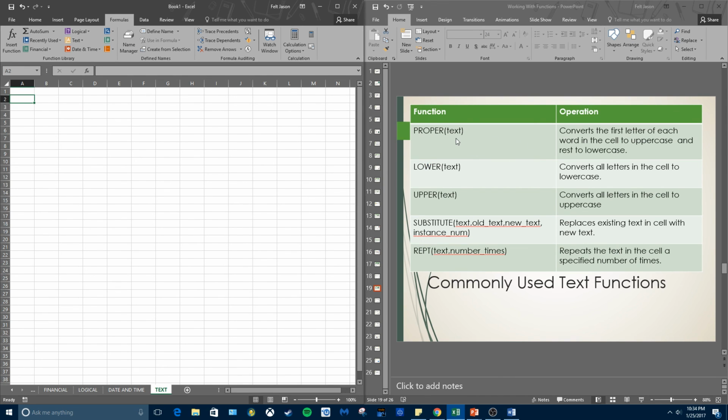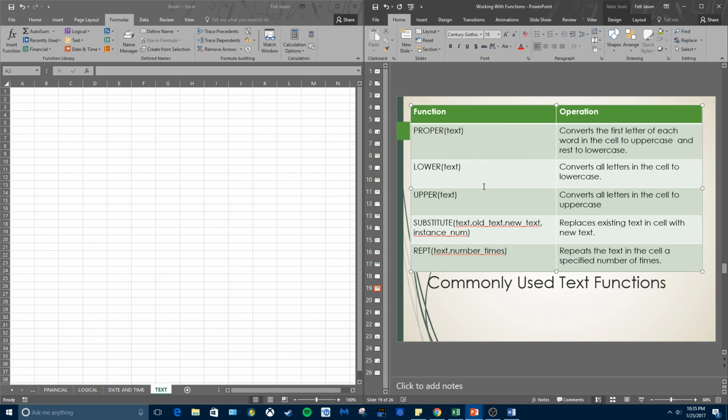If you put the cell in there, proper will convert the first letter of each word in that cell to uppercase and the rest to lowercase. Lower changes everything to lowercase, upper to uppercase. Again, you don't really need to use this. There are so many other ways you can do that. Substitute is like find and replace, again another way to do it. But I want to make sure you guys know that these are different types of functions that you can use.